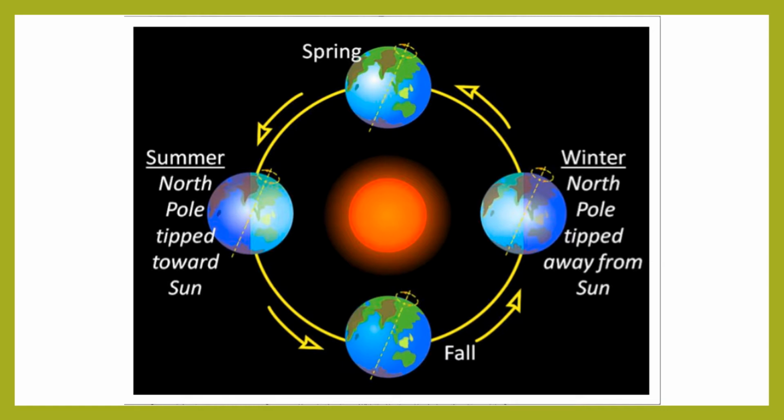During summer, the northern hemisphere is tipped toward the sun, which causes more sunlight to fall intensely on areas above the equator. At the same time, the southern hemisphere is tipped away from the sun. Sunlight is spread out and less concentrated, causing frigid temperatures and winter below the equator. 6 months later, the Earth has traveled to the other side of the sun, where the northern hemisphere is now tipped away from the sun and is experiencing winter.